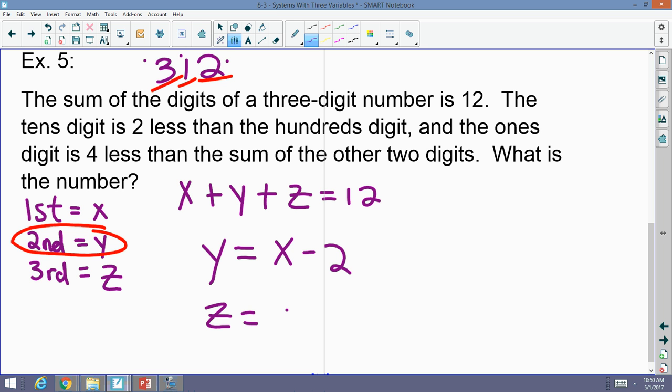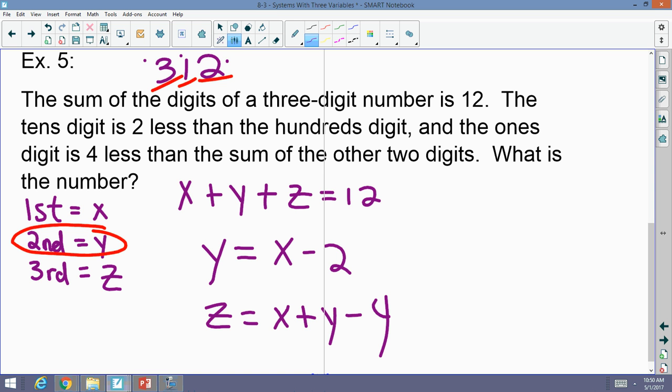And then the last one, the ones digit, which is Z, is 4 less than the sum of the other 2 digits. So we got X plus Y, and it's 4 less than that. That's the hard part. Once you're here, it's usually Mickey Mouse.